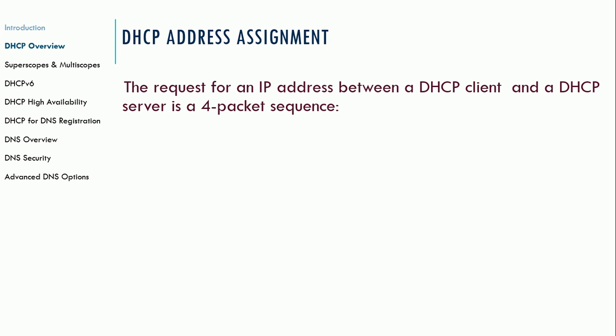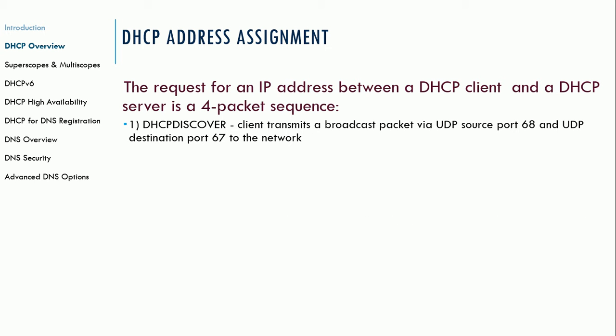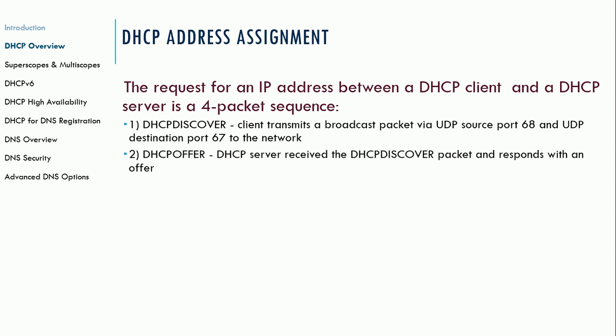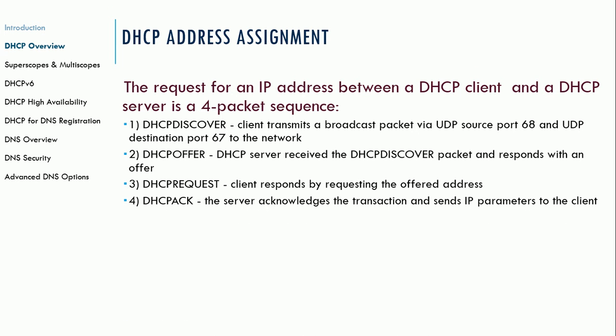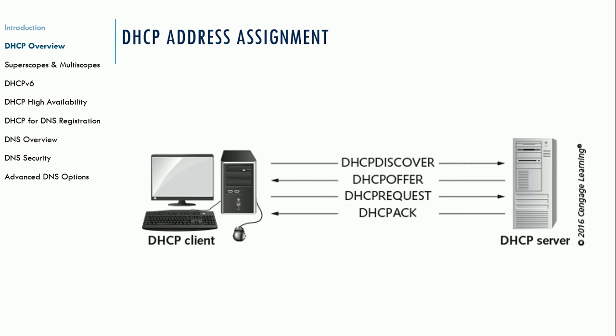So the request for an IP address between a DHCP client and a server is a 4-packet sequence. First, we send a DHCP discover, where the client transmits a broadcast via DHCP or UDP source port 68 to a destination port of 67. And again, this is a broadcast. And then the DHCP offer is where the DHCP server receives the discover packet and responds with an offer. And then the DHCP request, the client responds by requesting the offered address. And then finally, the DHCP server sends an acknowledgement acknowledging that they now have the IP address.